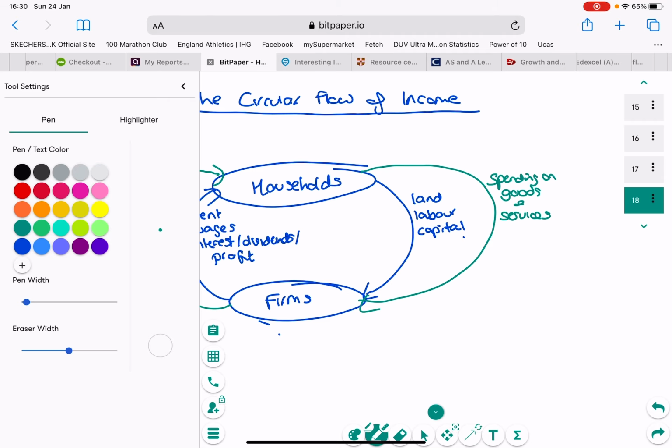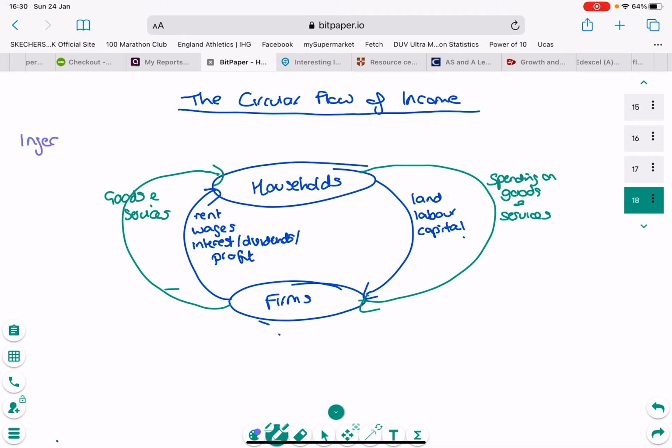If we have a look at what that means, we have injections into the circular flow. That's new money entering the circular flow. Injections would be government spending, extra money coming into the circular flow. We also have investment, that's businesses deciding to spend on perhaps new machinery, bigger factories. And we have exports, that's money coming from abroad. That's going to increase the money going around the circular flow.